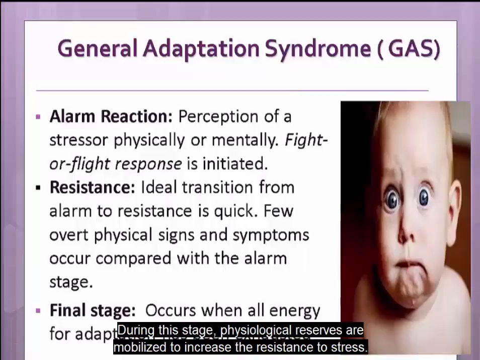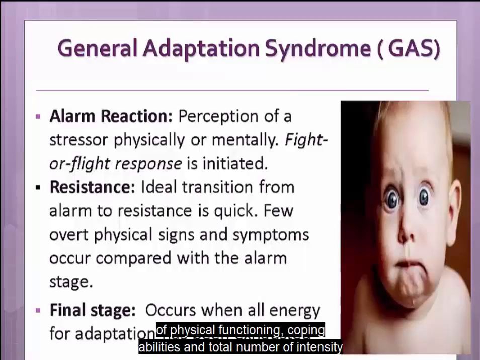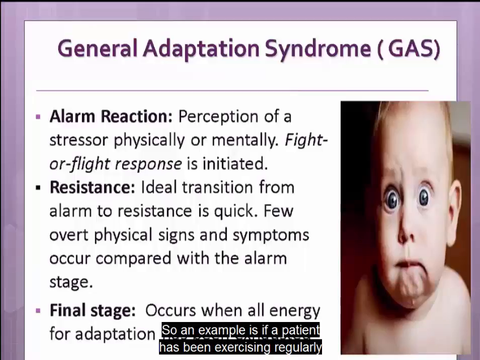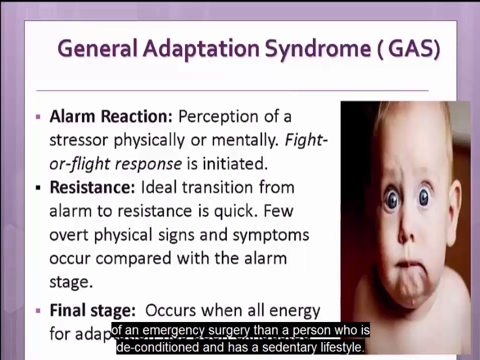During this stage, physiological reserves are mobilized to increase the resistance to stress. The amount of resistance to the stressor varies among individuals, depending on the level of physical functioning, coping abilities, and the total number and intensity of the stressors they're experiencing. An example is, if a patient has been exercising regularly and is physically fit, they will have a greater ability to adapt to the stress of an emergency surgery than a person who is deconditioned and has a sedentary lifestyle.